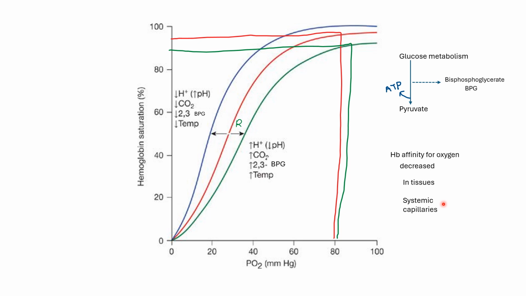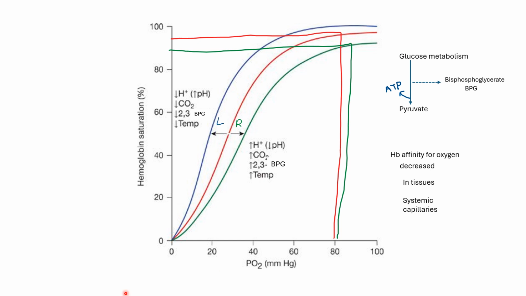Okay, this is what is happening in the systemic capillaries, and then those systemic capillaries will change into venules and bring the blood back. Now this is the right shift. Now this graph can also shift to the left. Let's see what happens when it shifts to the left.